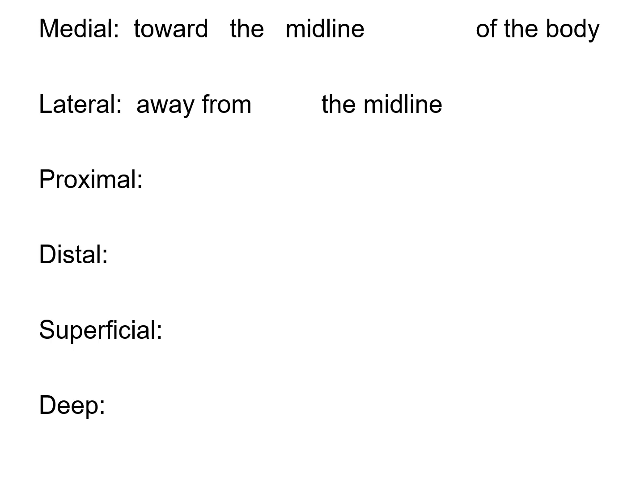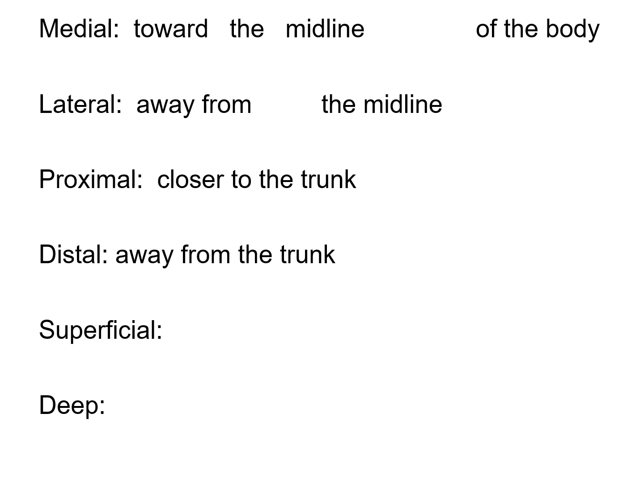Furthermore, we have some distance terms. Something is proximal if it's closer to the trunk of the body. So your pelvis is proximal to your knee. Your pelvis is actually part of the trunk, so it's closer to the trunk than your knees. The opposite of this is distal. It's further away from the trunk.